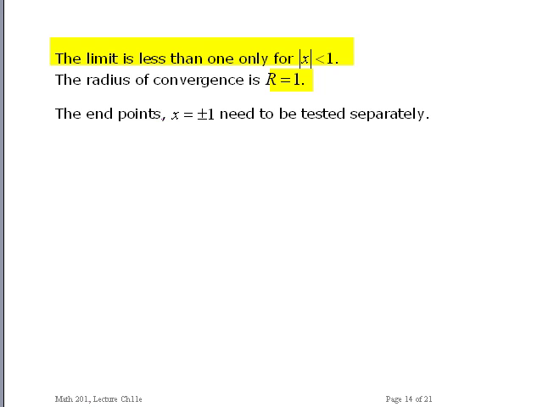So summarizing what we did on the other slide, the limit of the ratio test is less than 1 only for absolute value of x less than 1. This gives us the radius of convergence R equals 1. So we know that the series expansion for the arctangent of x converges in the open interval minus 1 to 1. We still have questions concerning the endpoints, that is, when x is equal to minus 1 or when x is equal to plus 1.